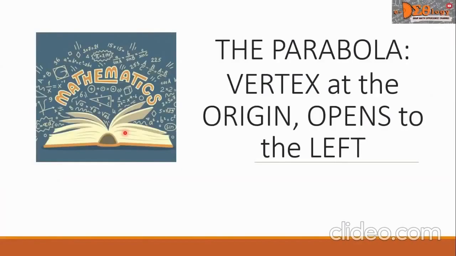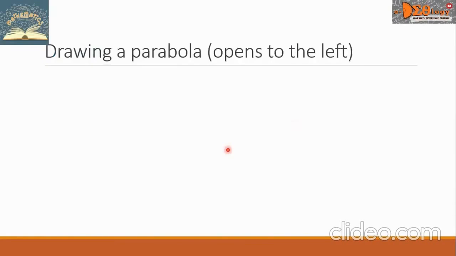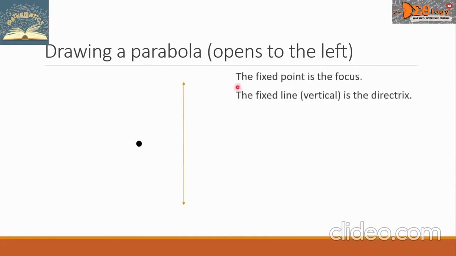Hi everyone. Today we're going to study the parabola whose vertex is at the origin and that opens to the left. Let us draw a parabola that opens to the left. Here we have a point and a line. Take note, intentionally we put the point on the left side and this line on the right. This fixed point is the focus, and the fixed line, which is vertical, is the directrix.